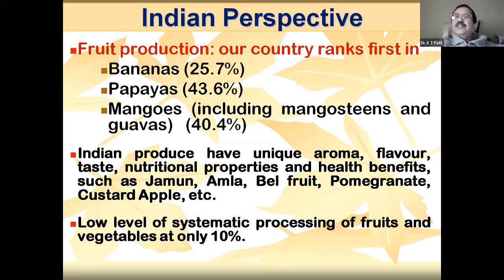The fruit production in our country ranks first in bananas. It ranks first in papayas. It ranks first in mangoes. The mango is considered the king of fruits, and 40% of the world's mango is produced in India. 43% of the world's papaya is produced in India. 25% of the world's banana is produced in India. And India produces fruits with very unique flavor, aroma, nutritional properties and health benefits, and we produce all those fruits in this country. Those fruits are jamun, amla, bael fruit, pomegranate, custard apple, etc.